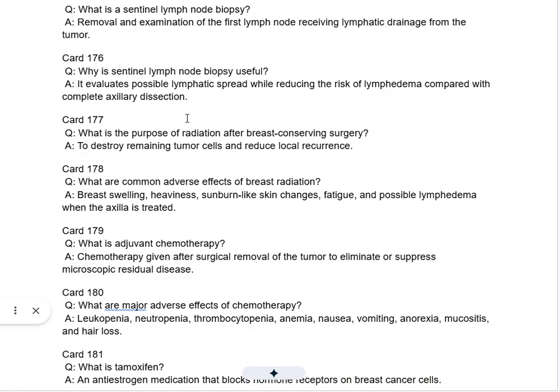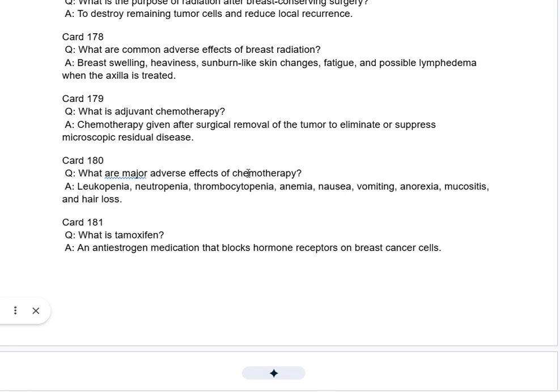Card 179Q. What is adjuvant chemotherapy? A. Chemotherapy given after surgical removal of the tumor to eliminate or suppress microscopic residual disease. Card 180Q. What are major adverse effects of chemotherapy? A. Leukopenia, neutropenia, thrombocytopenia, anemia, nausea, vomiting, anorexia, mucositis, and hair loss.